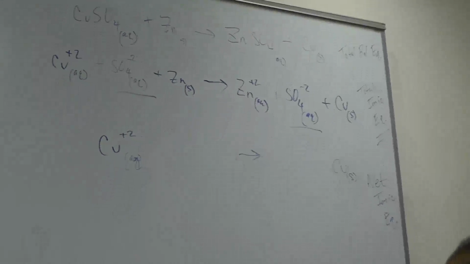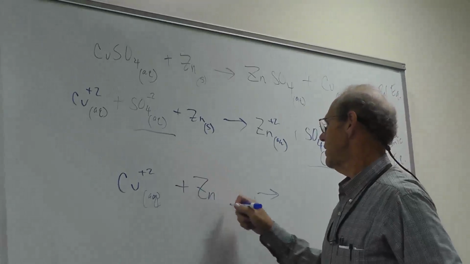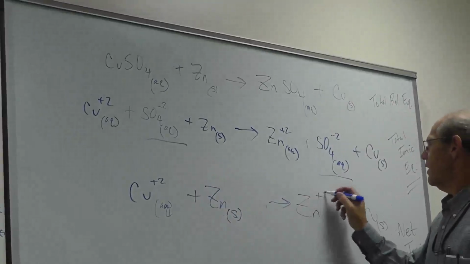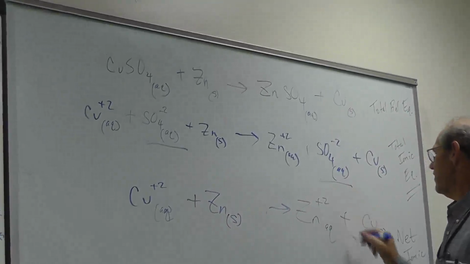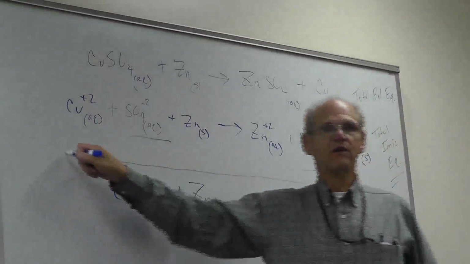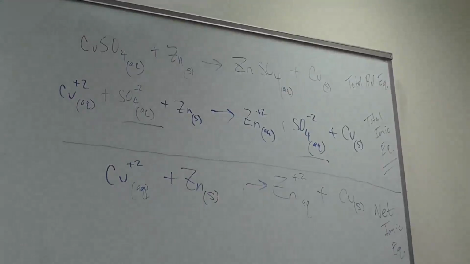What about the zinc? Yes. The zinc is elemental on one side of the equation, and it's in ionic form on the other side of the equation, so it gets put into the net ionic equation. Is there anything else left to deal with? No, I've dealt with all the species.